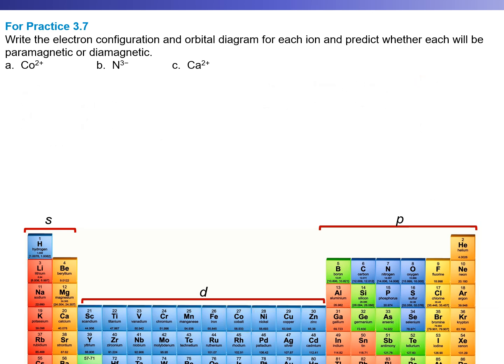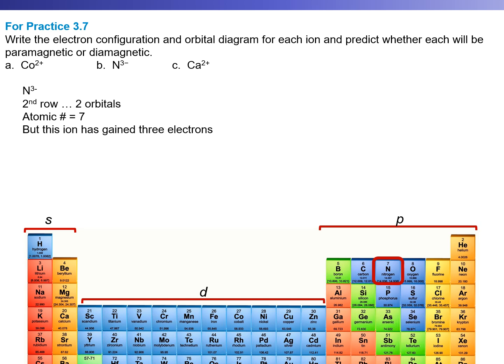Now, the next one, they want us to do the nitrogen ion. All right, and we know here's nitrogen in the 2nd row, 2 orbitals, 7 electrons in the ground state, but this is gain 3 electrons. That's where that -3 comes into play. And so we've actually got 10 electrons that we're going to have to place.